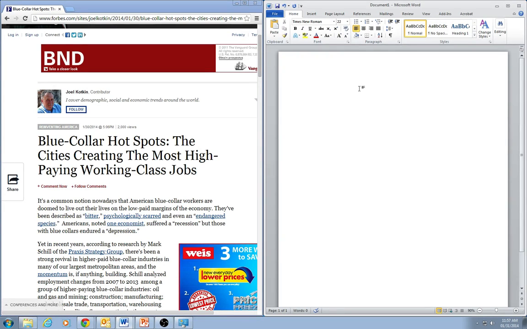We're going to start by introducing our source. Joel Kotkin, a writer for Forbes, discusses in his essay, let's do the word article.